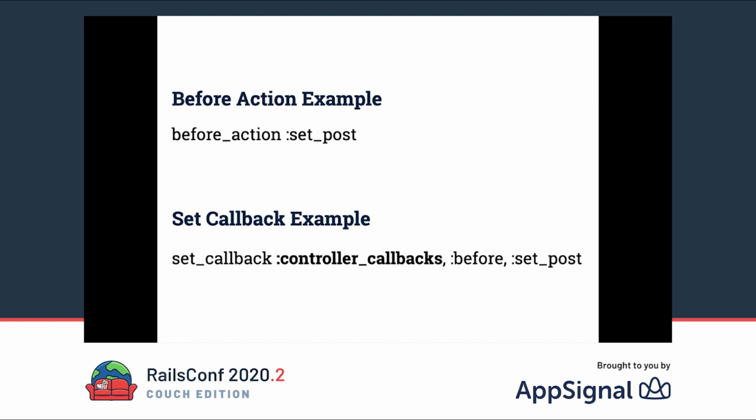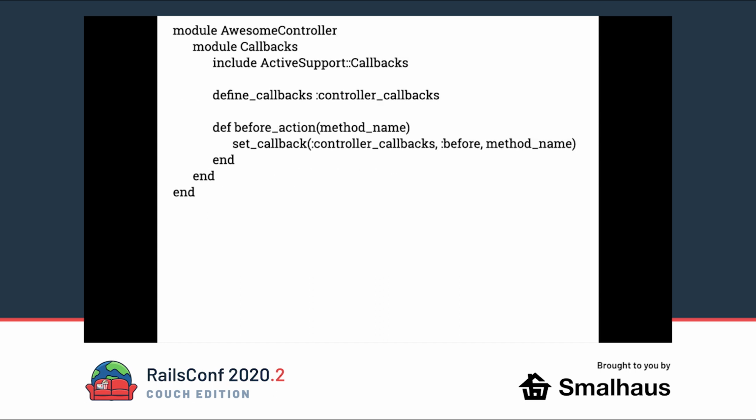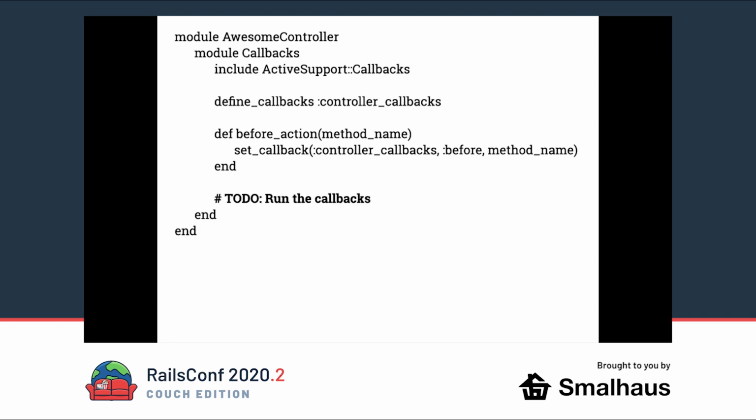In set callback, we set the action in the right callback, set it as a before callback, and set the provided method name from the before action statement. The method definition would look something like this. In the end, we would also have around and after action methods, but their definitions only differ by before, around, and after keywords. Before we finish with callbacks, we actually have to run them.